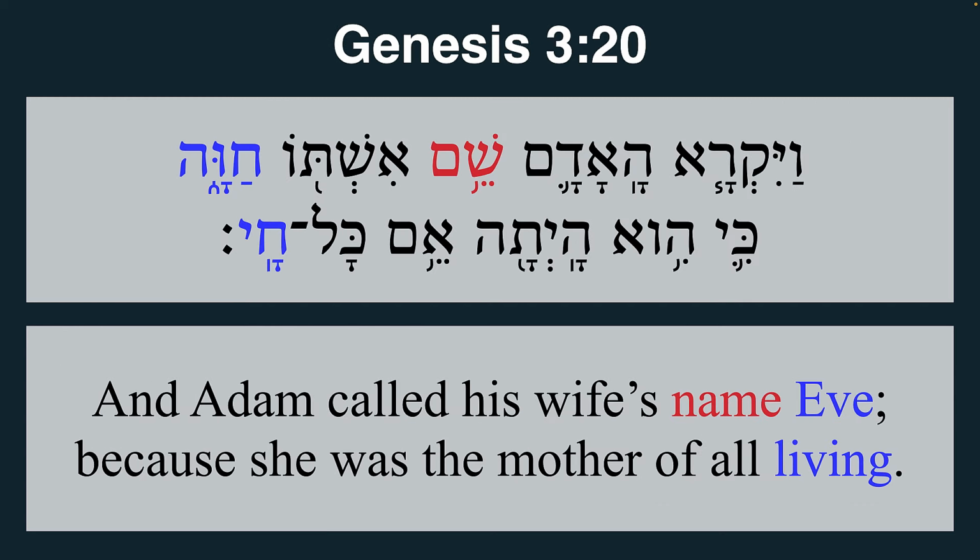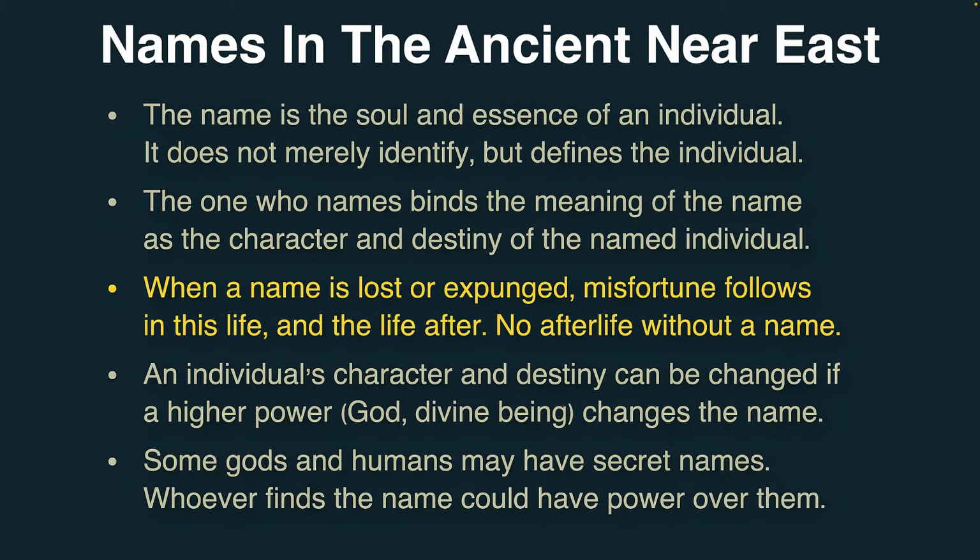Another example, actually, Adam names Eve in Genesis chapter 3 verse 20. Vayikra Adam shem ishto Chava. So he called his wife's name Eve, right? Why? Because she was the mother of all life, or all the living. Chai is the life of the living, and from it the word Chava comes. And so Eve and living are related etymologically, and that is how she was named.